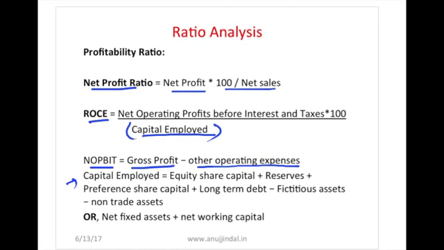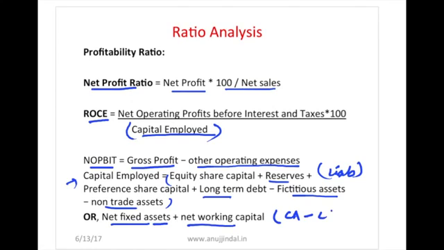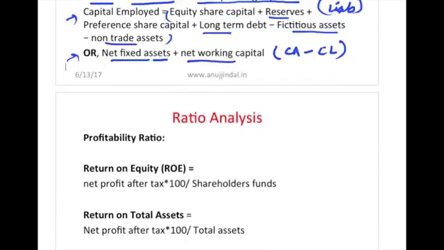And the formula for capital employed is equity share capital plus reserves. This is if we are considering the liability side of balance sheet. So equity share capital plus reserves plus preference share capital plus long-term debt minus fictitious assets minus non-trade assets. So this is considering the liability side. If we have the asset side given, then we use the following: net fixed assets, that is fixed assets minus whatever liabilities are there from those fixed assets like depreciation and all those things, plus net working capital. Net working capital is equal to current assets minus current liabilities. So we use either of these formulas to find out capital employed.